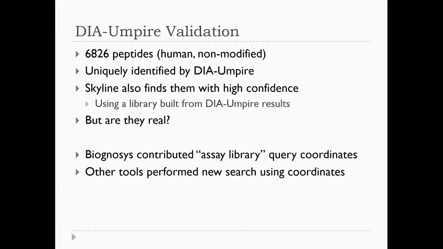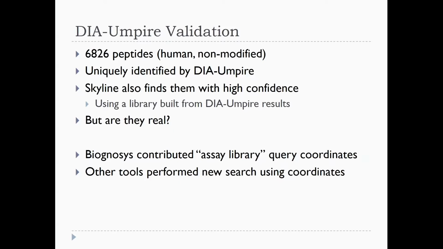So then we also went and did DIA-Umpire validation, because DIA-Umpire came up with a whole bunch of peptides that were not in our library, and so we needed to answer the question: are they real? And so I was like, okay, great. I'm going to import the DIA-Umpire results and use them as a library. And hey, I can find the same peaks. They come out with really great scores and they look good.